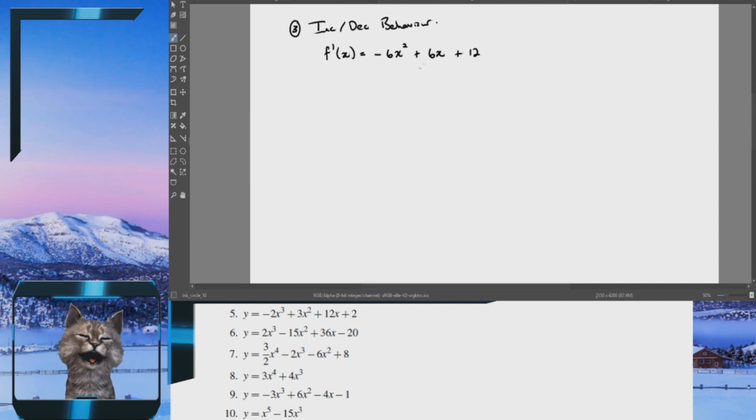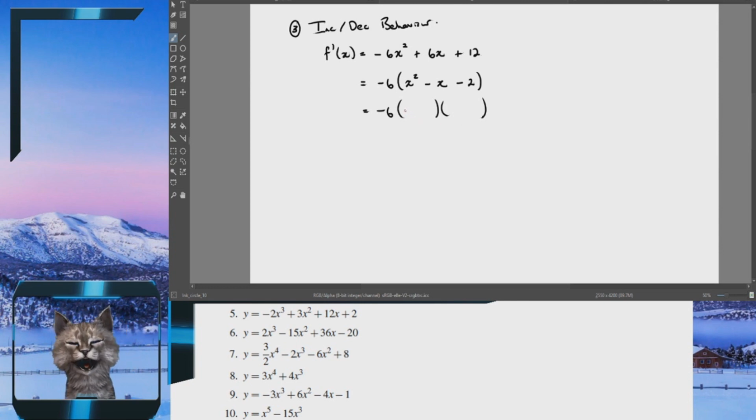So I want to clean this up and factor it in the case of a polynomial. So what I could do is take out a negative 6x to make it even easier. Then I have a negative x and a negative 2. And then I can factor that as 2 brackets. Now your factoring skill might be different.